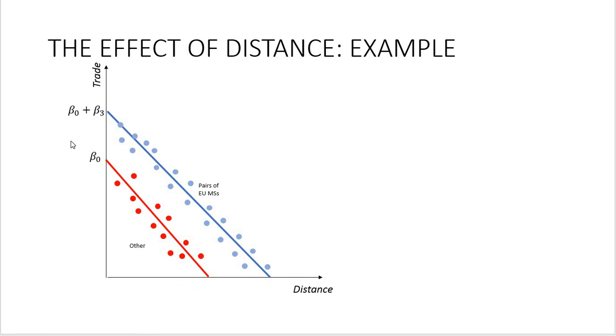Since beta 3 is positive and statistically significant, the value of beta 0 plus beta 3 will be higher than the value of beta 0, and we can conclude that for countries which are both European Union member states, the volume of trade is higher than for countries which are not both European Union member states, regardless of the values of other variables. So that was it.